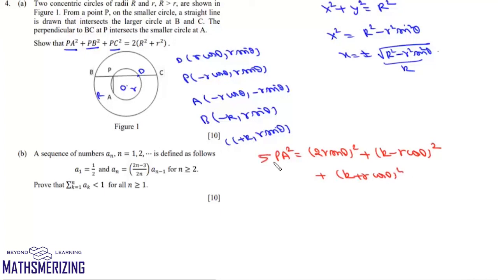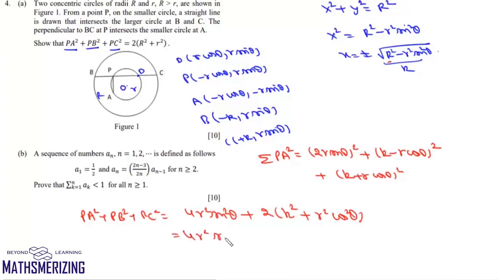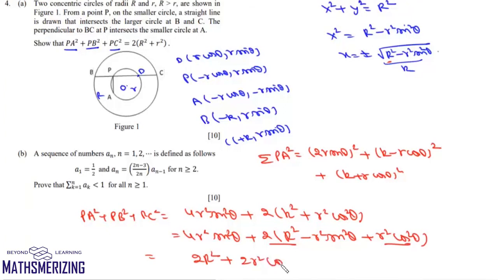So this PA square plus PB square plus PC square will be 4r square sin square theta plus 2 times k square plus r square cos square theta. Now k square is capital R square minus r square sin square theta. So we can write this as 4r square sin square theta plus 2 times capital R square minus r square sin square theta plus r square cos square theta.